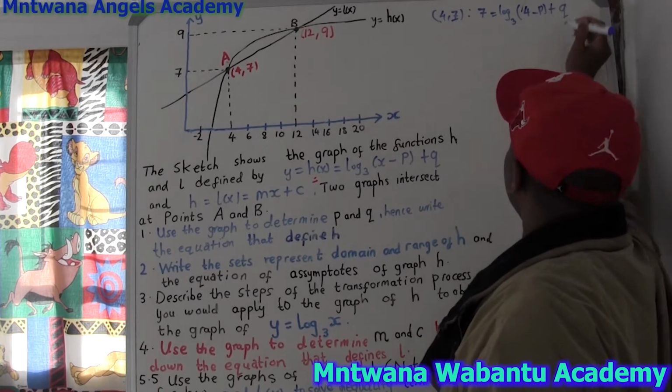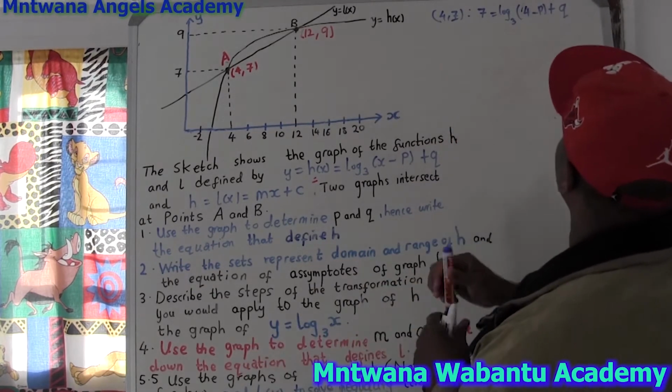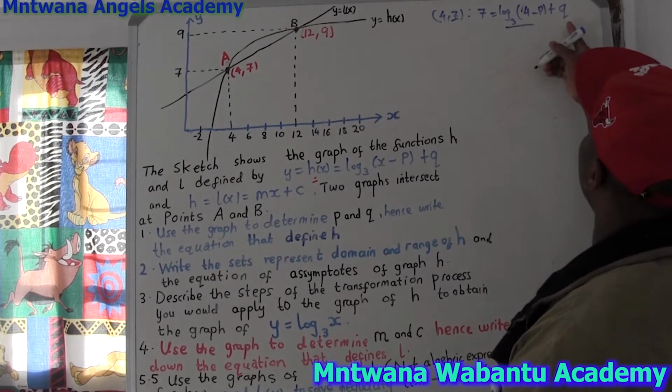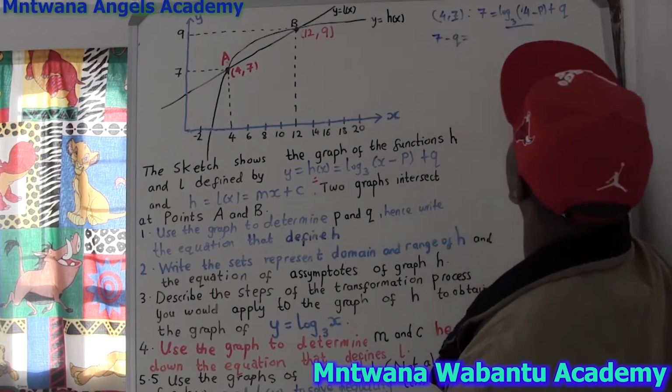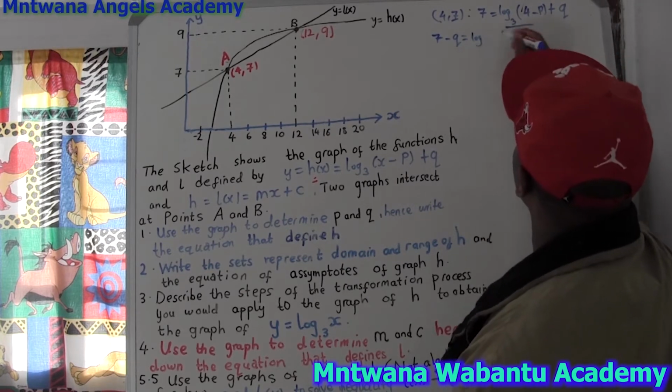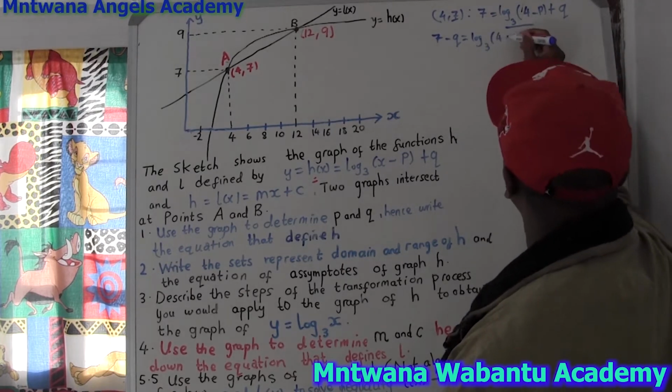Do you know q? No. I'm going to take this one over, because this is attached to q. So take this one over. It's going to be 7 minus q equal to log base 3 of 4 minus p.